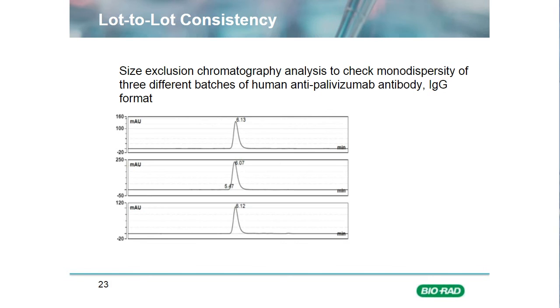And finally, size exclusion chromatography. So this time looking again at IgG, at the uniformity of 3 lots of mammalian expressed IgG this time. And what you see is nice close retention times, which is what you would hope for.